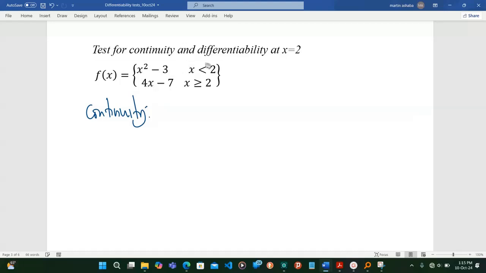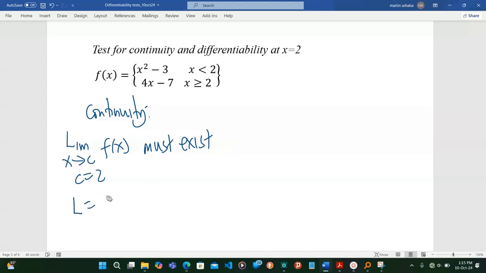Since we know that for this function to be differentiable, it has to be continuous first at that point x is equal to 2, let's test for continuity. We know that the limit as x tends to c of f of x must exist, and here c is equal to 2. So the limit of this function at x is equal to 2 must exist. And that limit must equal the value of the function at x is equal to 2.